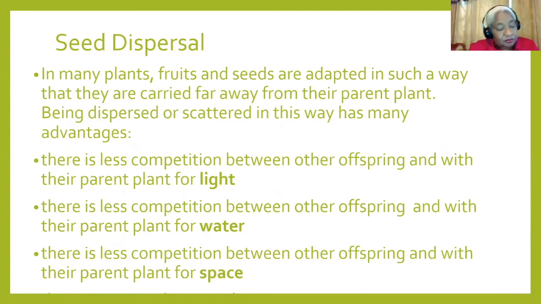Seed dispersal. In many plants, fruit and seeds are adapted so that they're carried far away. Now, adaptation, in biology, we use the term adaptation a lot. An adaptation means having developed specialized structures or habits that will cause the organism to succeed. And there are different adaptations that different plants have with their seeds, but all of these dispersal adaptations are so that they can carry them away.